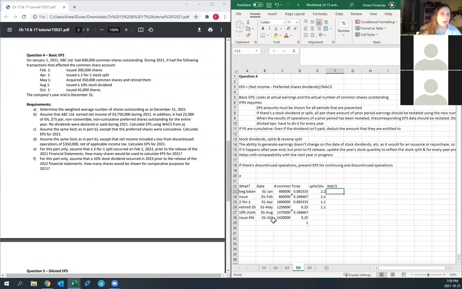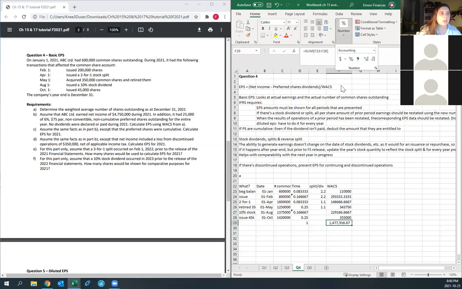Now to find the weighted average common shares, you multiply your number of common shares times your time times your split/dividend column. And you do that for all the transactions that occurred for the shares. Of course, you can't multiply by 0. Then you sum them together, and that's what you're going to use in your calculation for your weighted average common shares. So on average, during the year, there were 1.4 million shares outstanding.